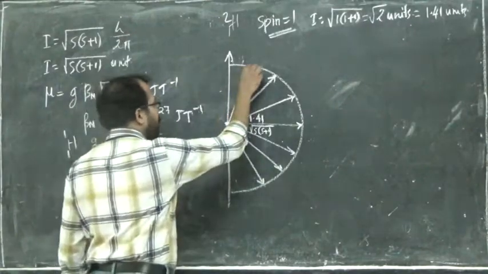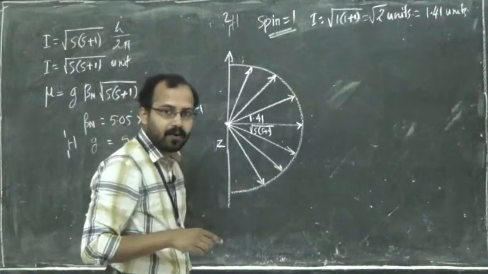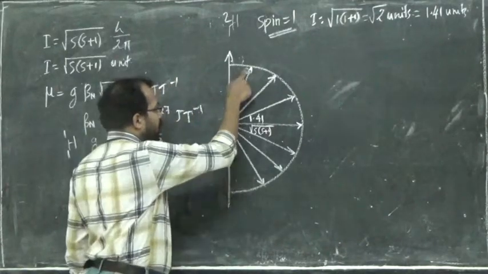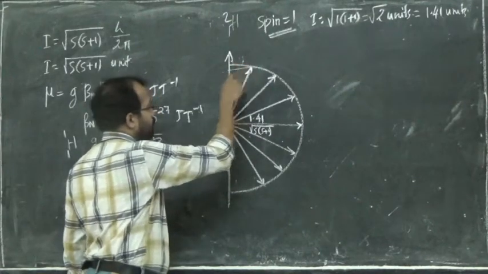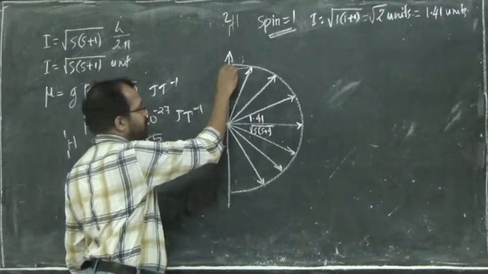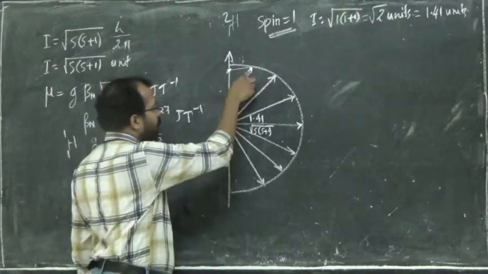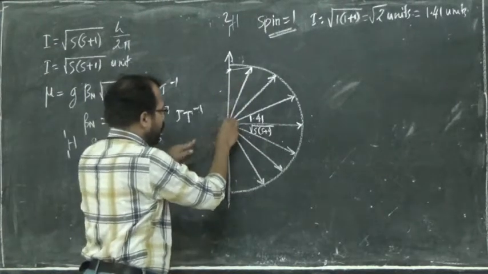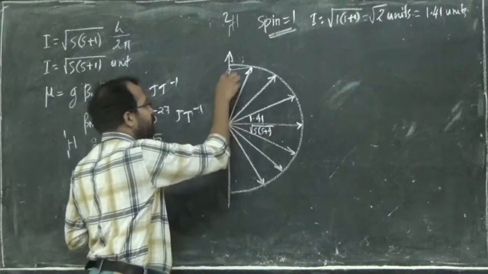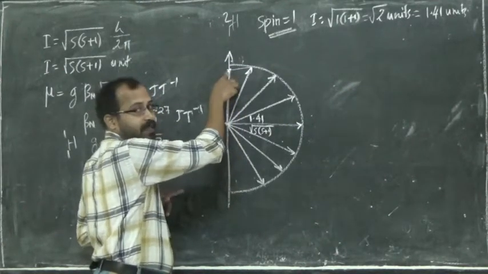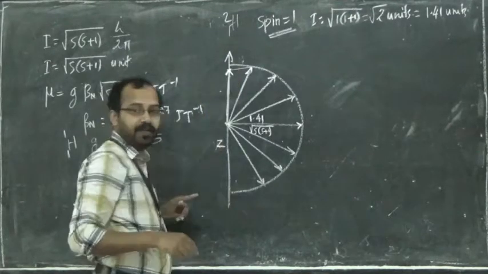Let me take the component of this vector. How can I take the component of this vector? Let me just draw a perpendicular to the reference direction. When I draw a perpendicular to the reference direction, it meets the reference direction at this point. So the component of this angular momentum in the reference direction is this one, from the center to the point where the perpendicular meets. That is the magnitude of the component.